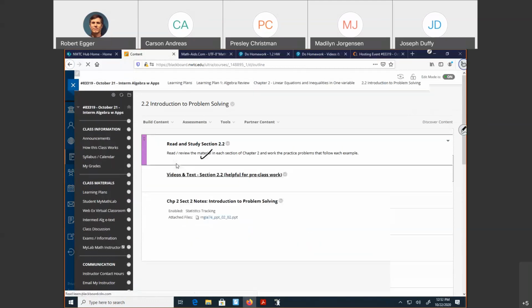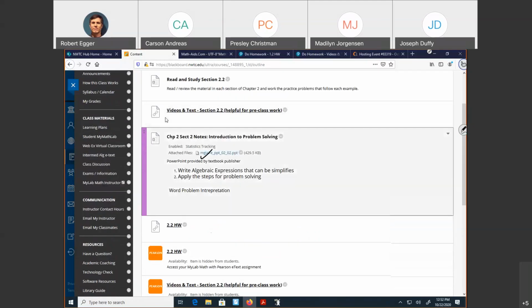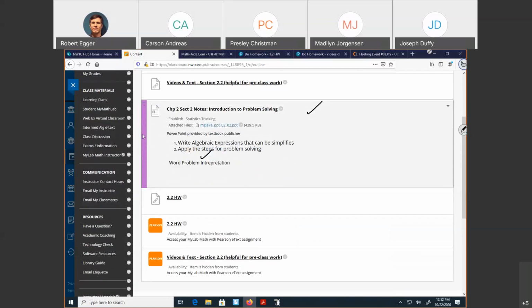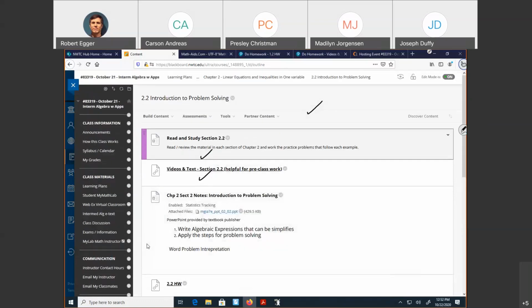2.2 similarly, read and study, video and text. That's the assignment, so this has points attached to it. PowerPoint, so choose, and of course the homework. You don't see the orange.